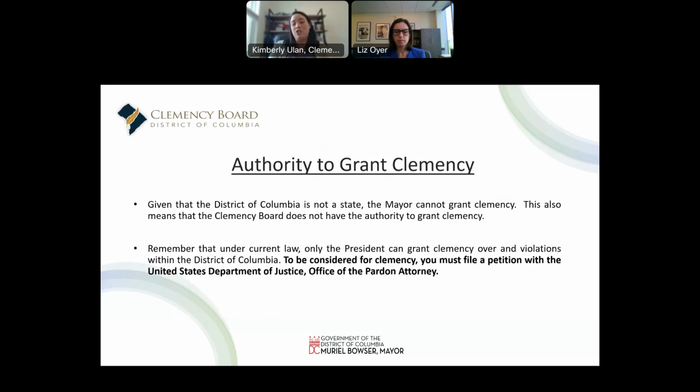Again, because the district is not a state, the mayor does not have the authority to grant clemency, and the Clemency Board does not as well. So you will need to apply and file an application with the Office of the Pardon Attorney.